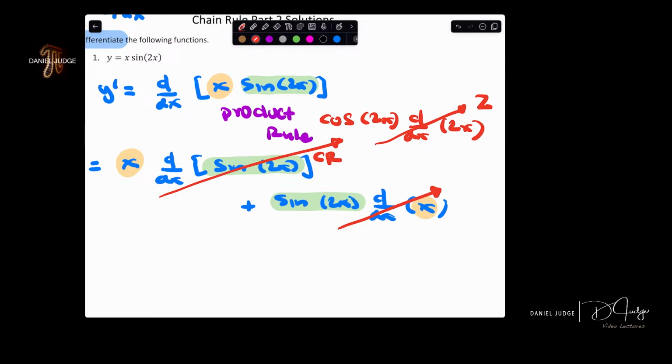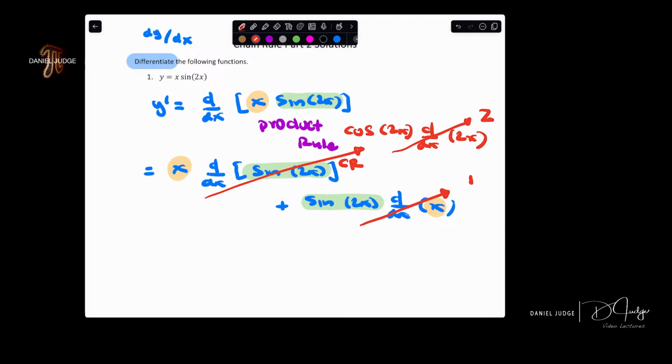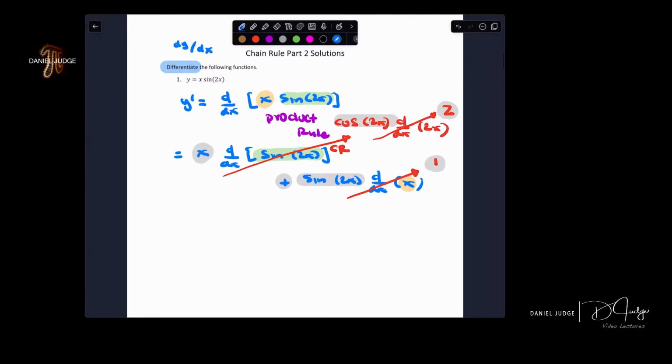Now, the next derivative is just 1. So be careful, because it's very difficult to see sometimes what is left and what is there and what is not there, I should say. You have x, you got cosine 2x, you got a 2. And then that's going to be plus, if I go back now, sine 2x times the number 1. So this is the details here.